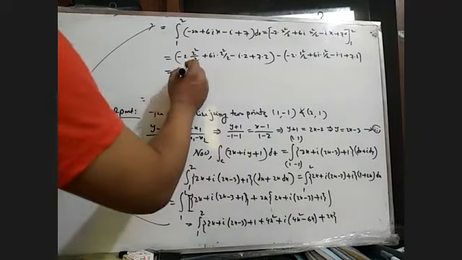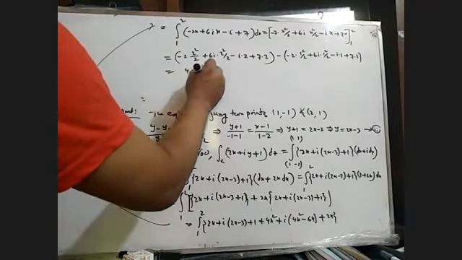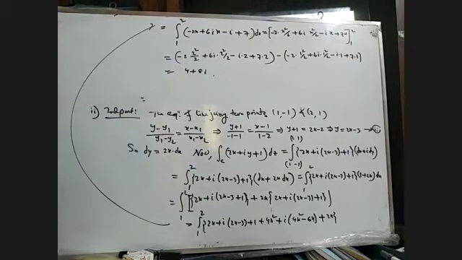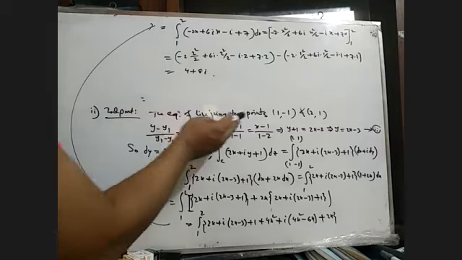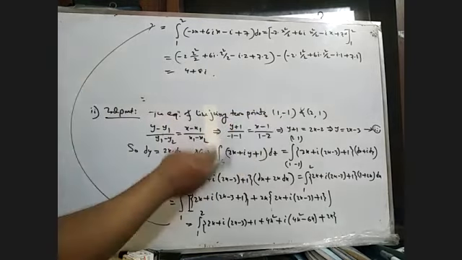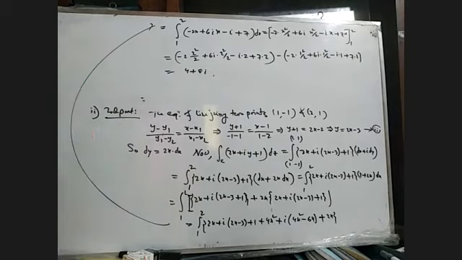So from this one, we get 4 plus 8I is the value of the integral, the equation of line joining two points. This one, this is the second part. This is the result of second part. Understand everybody?